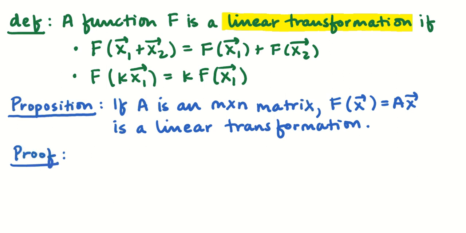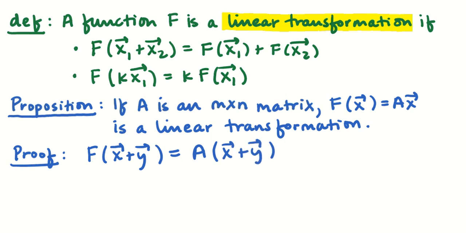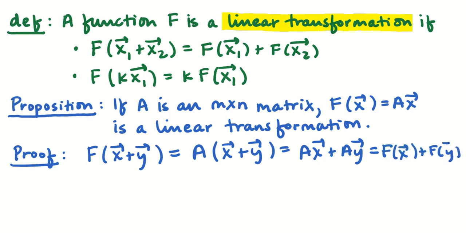Okay, so let's consider what happens when I put, say, x plus y into f. Well, f of x just takes x and multiplies it by a on the left. So I'm going to have x plus y instead of x, right? And because of the distributive property, I know that this is going to be ax plus ay, which is f of x plus f of y. Okay, we got it. Okay, and then I need to have my scalar multiplication property.